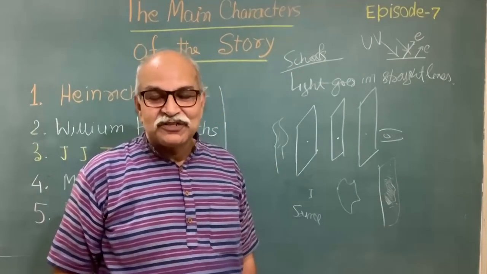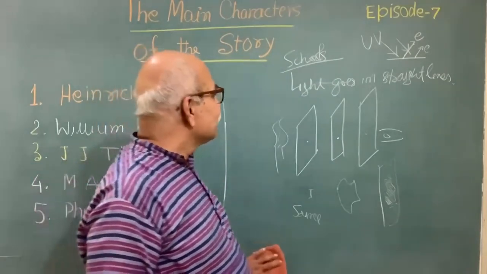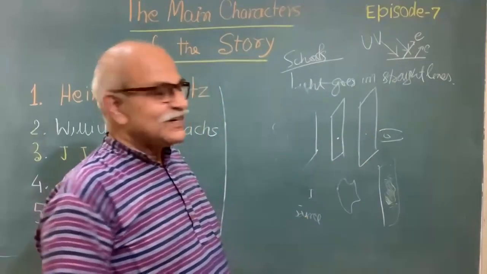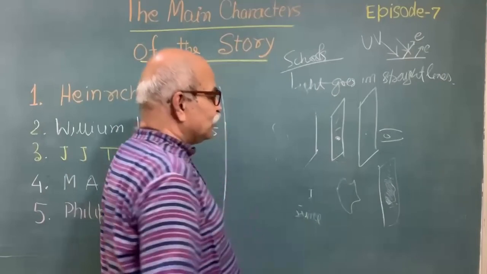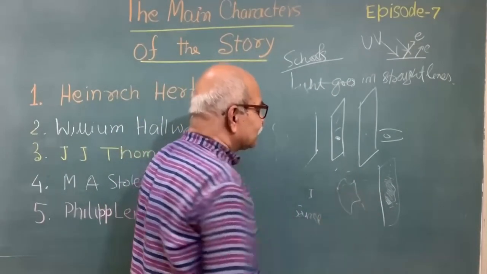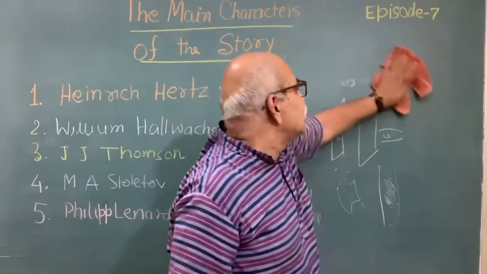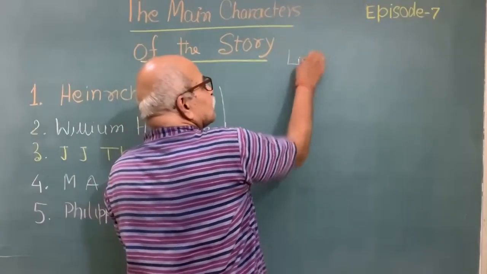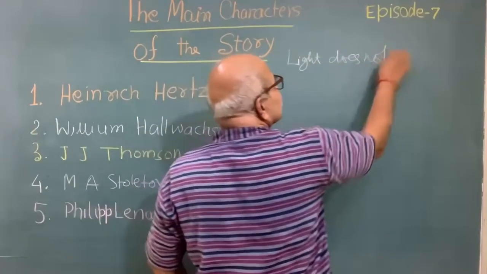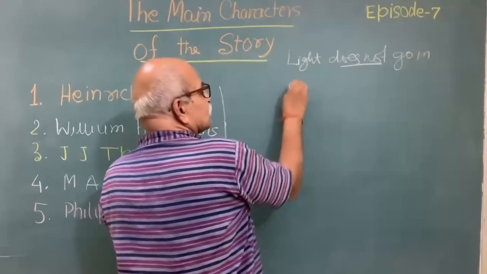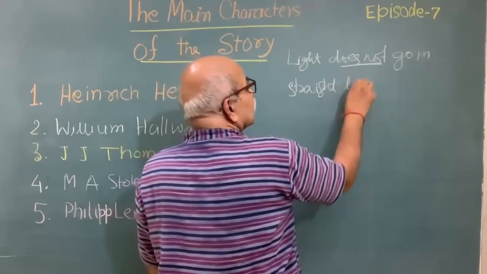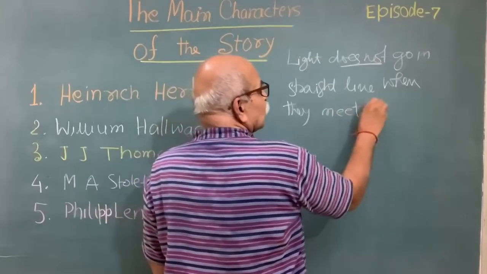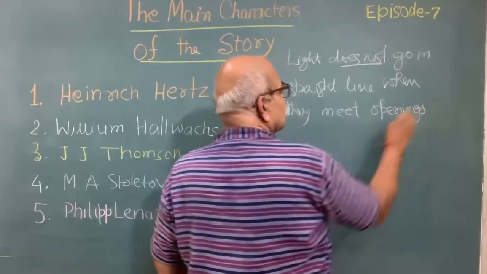But when we come to college, what we are taught is that light does not go in straight lines if there are obstacles or openings like this. Here it is an opening, the rest is all open, and this is a small opening. Here the rest is all open, and here you have some obstacle. So what we are told in college, once we come to class 12 or college, is that light does not go in straight lines when they meet openings or obstacles.